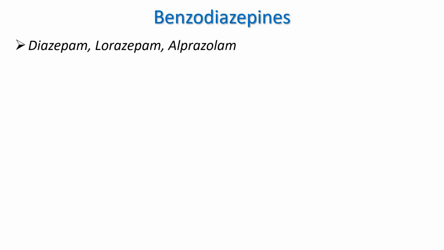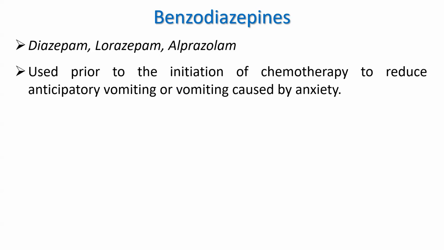Benzodiazepines. Various ones like diazepam, lorazepam, alprazolam can be used for this purpose, and they are used prior to the initiation of chemotherapy to reduce anticipatory nausea and vomiting, and also sometimes due to anxiety. What they do is just reduce the anxiety. So remember the anticipatory nausea and vomiting: benzodiazepines may be helpful in that situation.